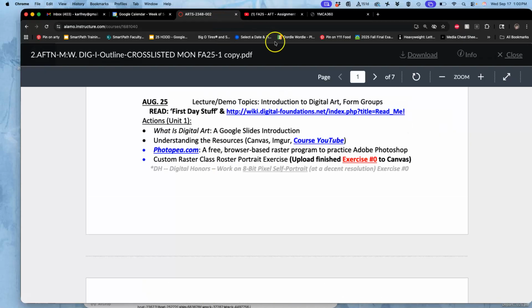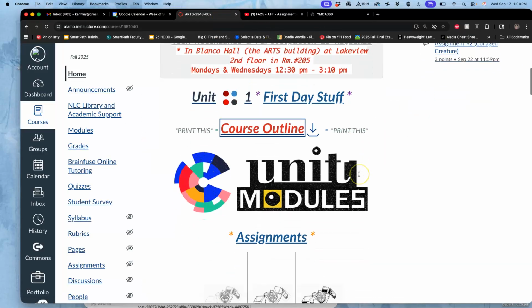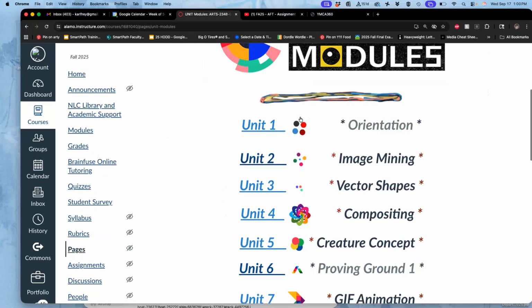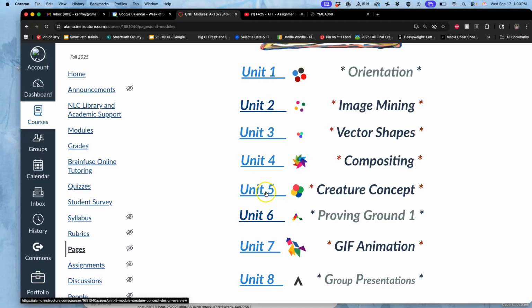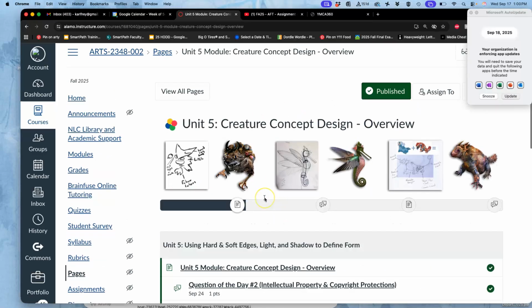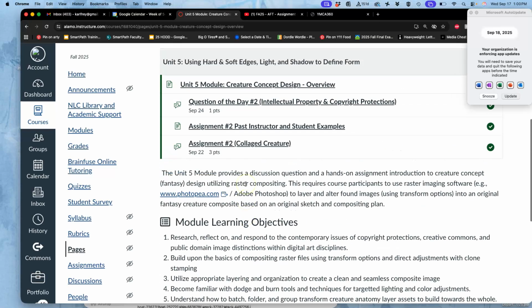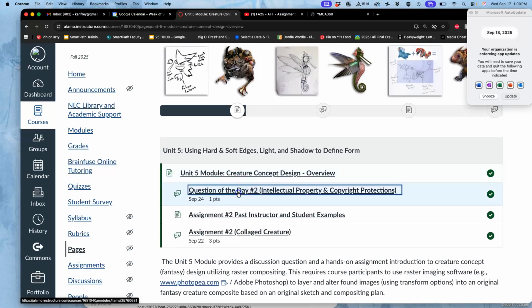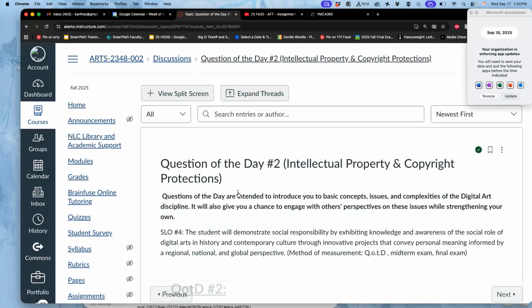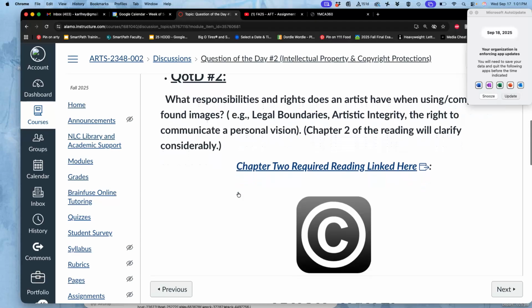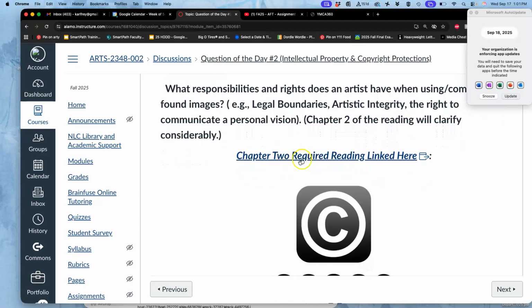All right, so moving on from the course outline. Remember, you can get the full introduction to the projects, the full context by going through the units. So this is about concept art. And you'll see that Question of the Day 2 is part of this unit. And in the Question of the Day 2, which you're meant to think about and read about and answer on your own time, I have a link to the required reading right there.